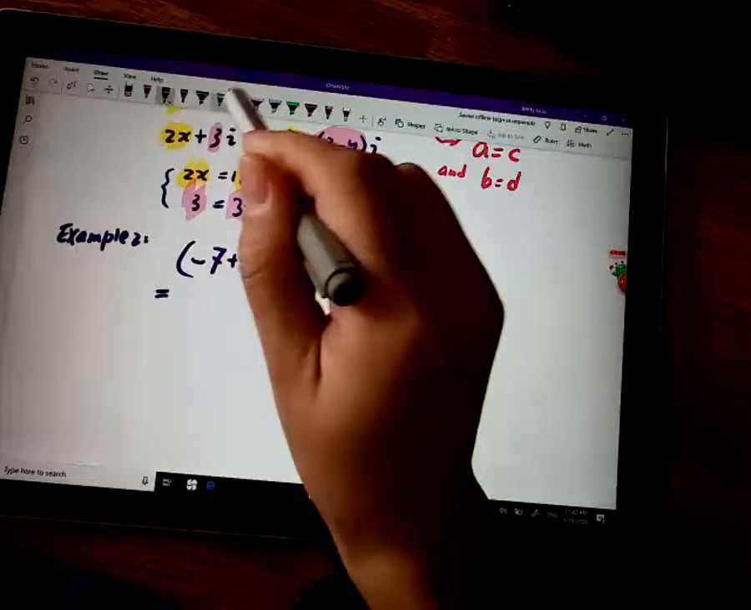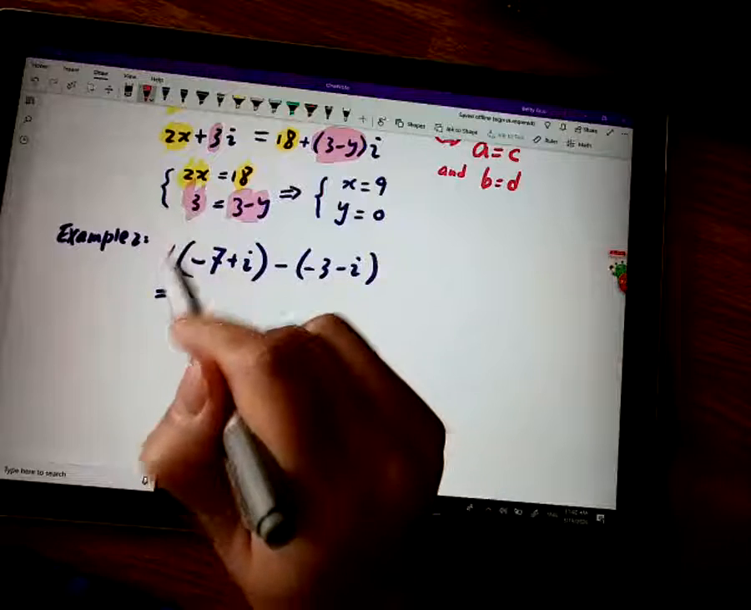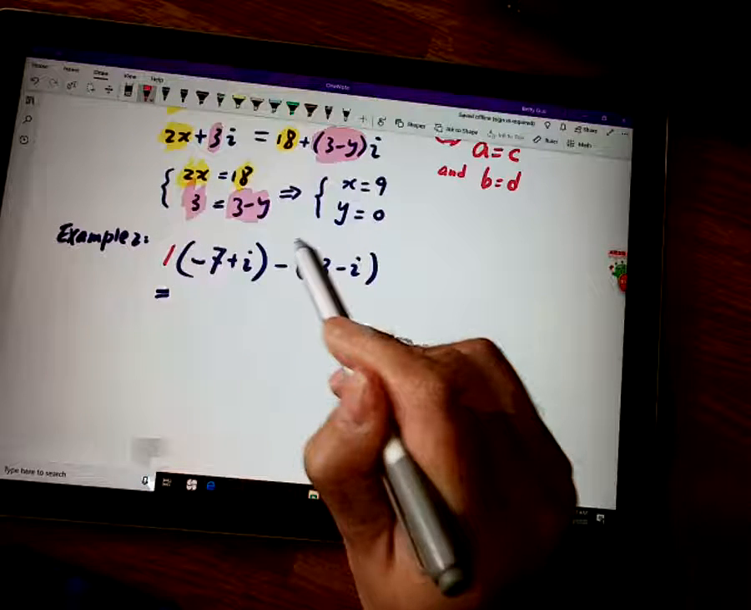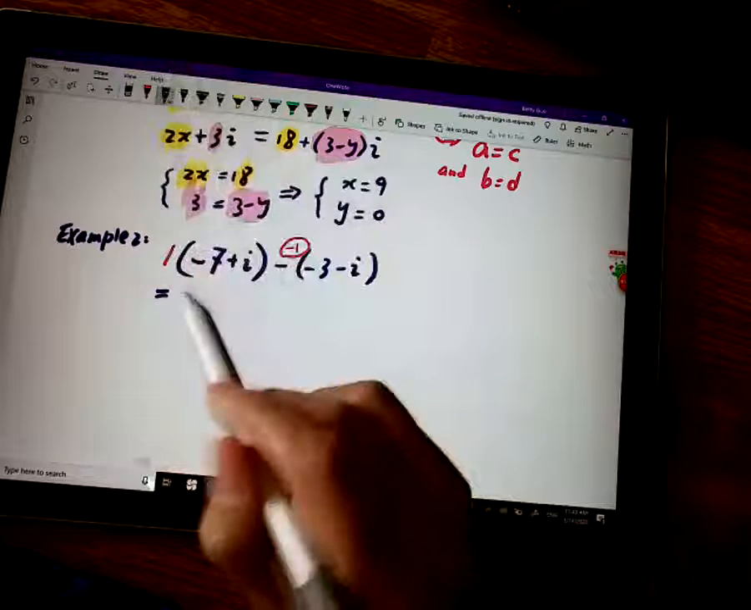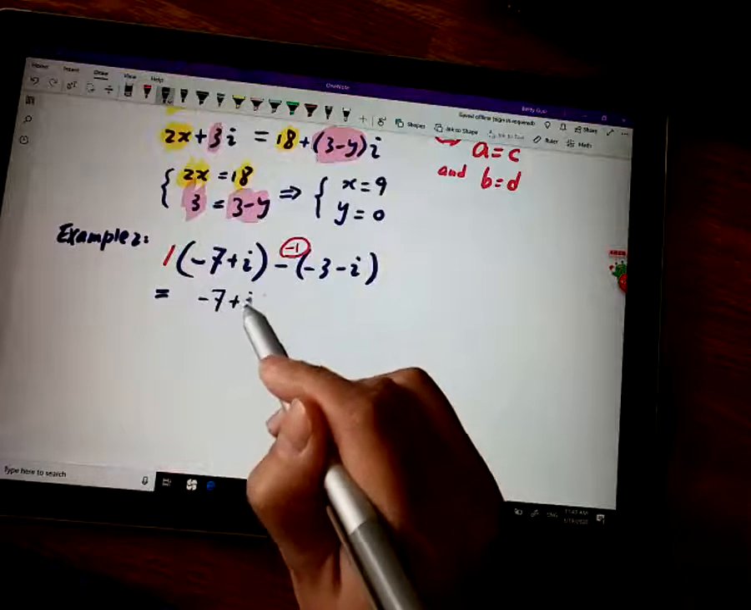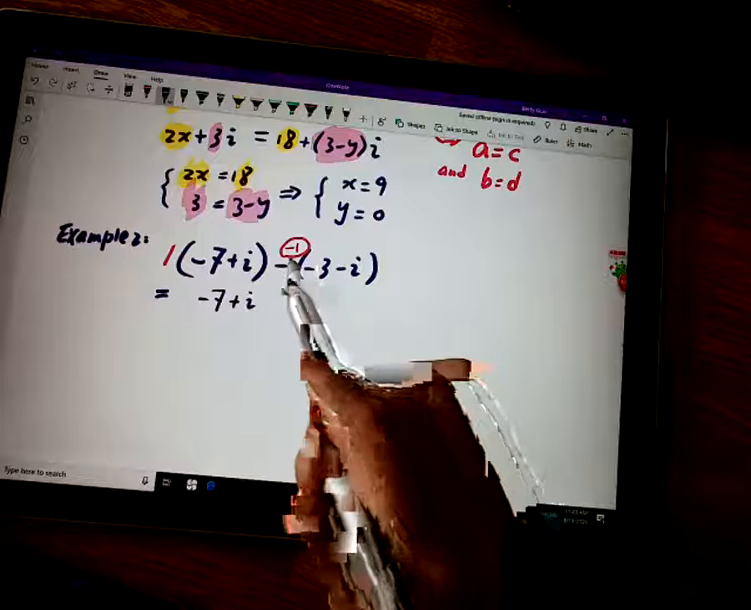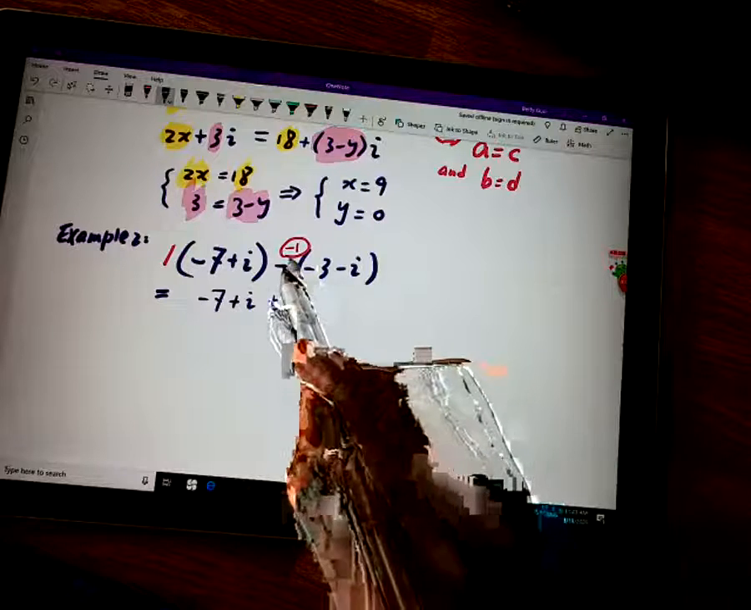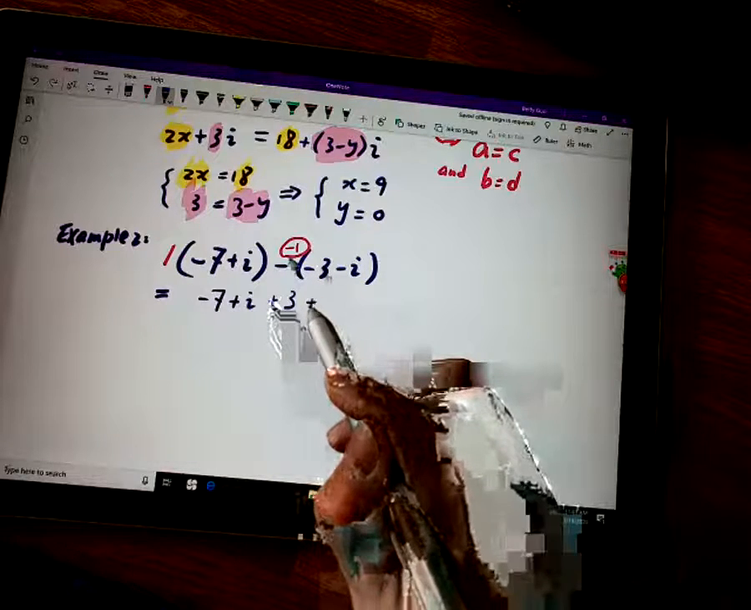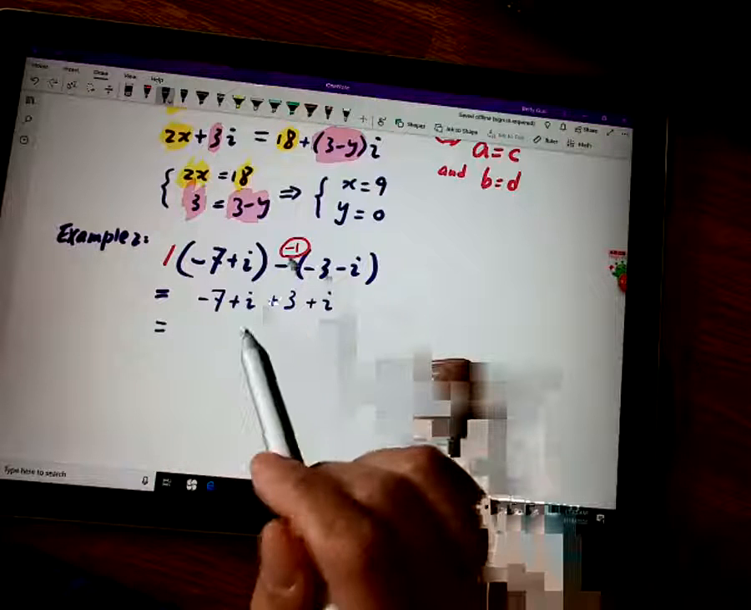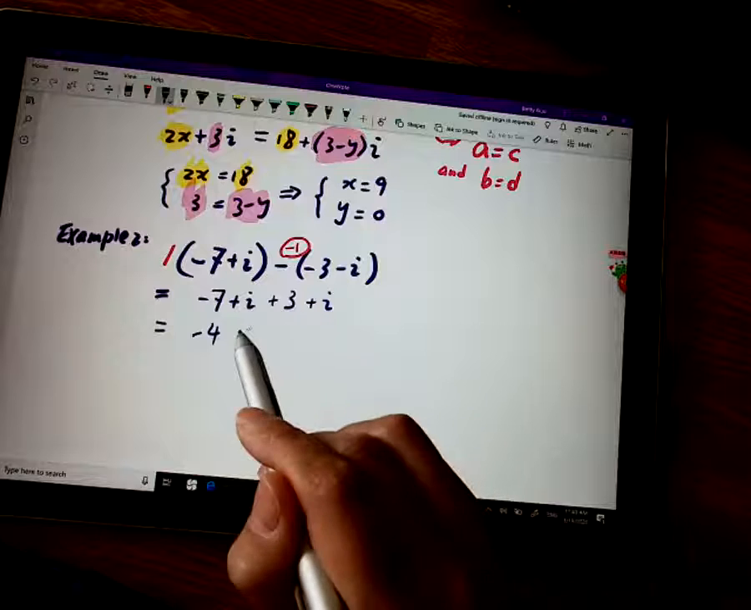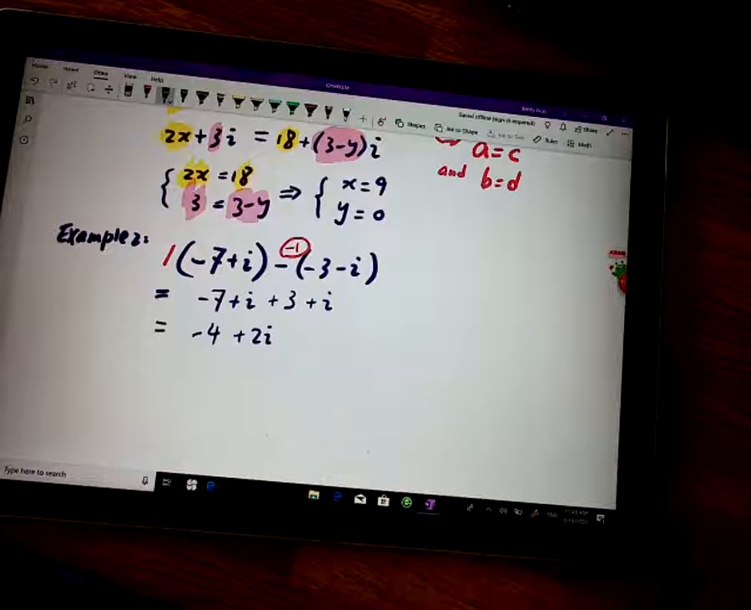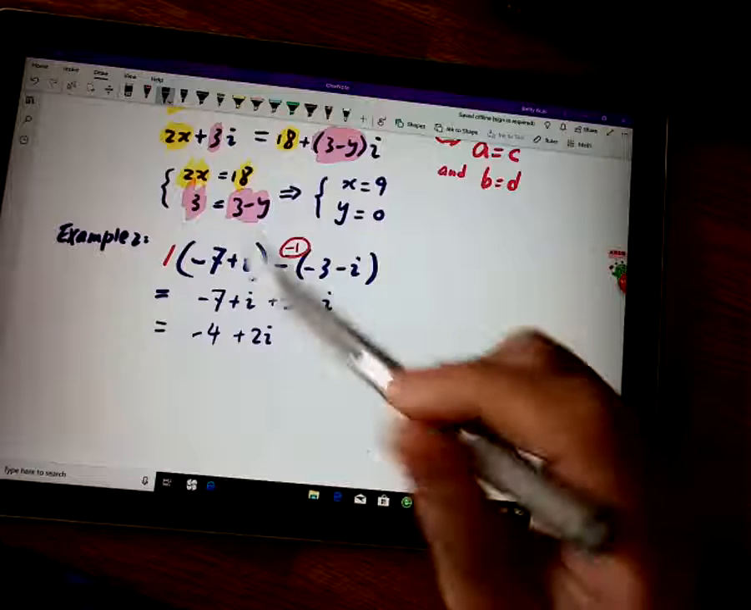The first parenthesis has coefficient 1 here. The second parenthesis actually has coefficient -1. So we're going to distribute: -7 plus i, 1 times -3 is positive 3, -1 times -i is positive i. And then combine like terms. -7 plus 3 is -4, i plus i is 2i. Here we go. Is that doable? Is that simple?